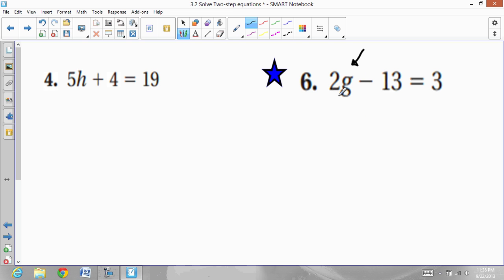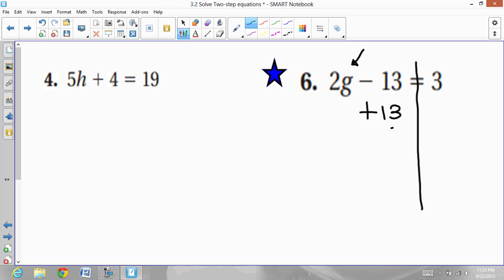So you've got 2g. Now g is on the enemy side. You have to assume that this is the enemy side and g is what you're trying to save. If you assume that g is being guarded so closely by the 2, you cannot get to it until you get rid of the negative 13. So let's get rid of the negative 13 first. Negative 13, let's go into the enemy camp with a positive 13.